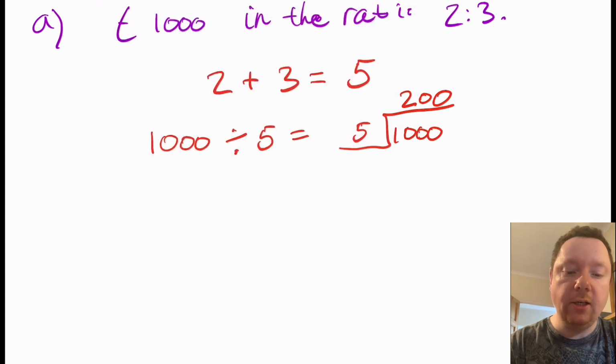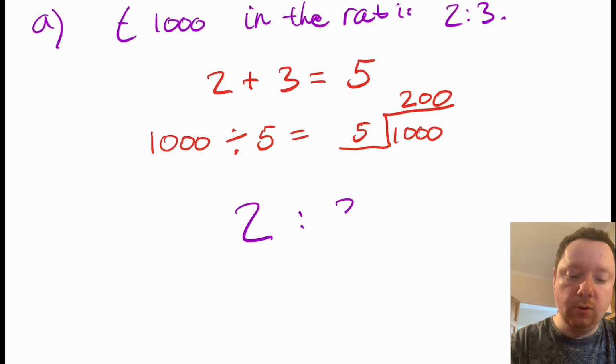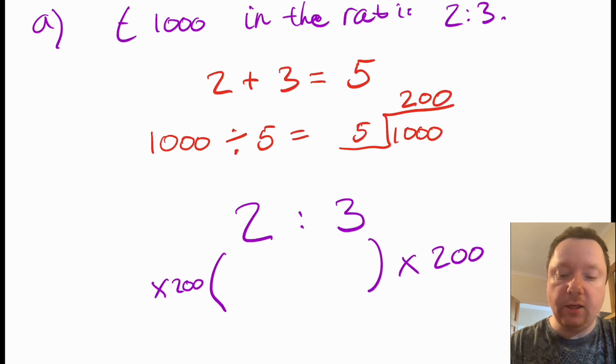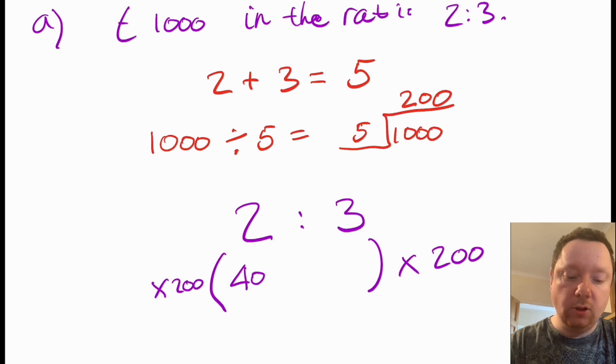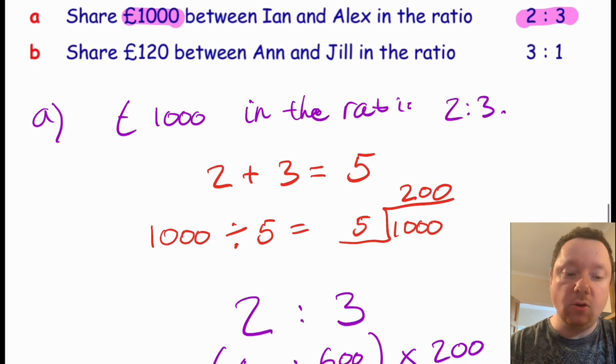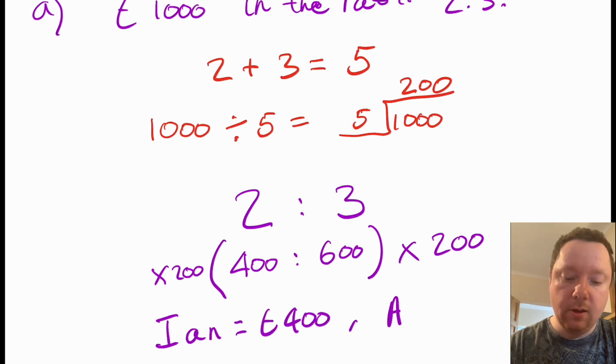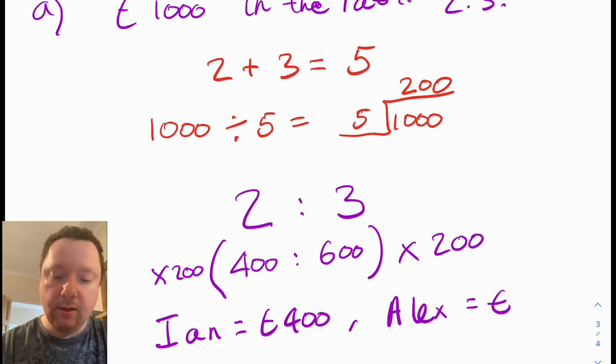So using our ratio, I've got 2 to 3. I'm timesing by 200 because I'm doing it 200 times, just like the previous calculations. 2 times 200 is 400. 3 times 200 is 600. And then I need to answer my actual question. Ian is 2, Alex is 3. So Ian gets £400. Alex gets £600.